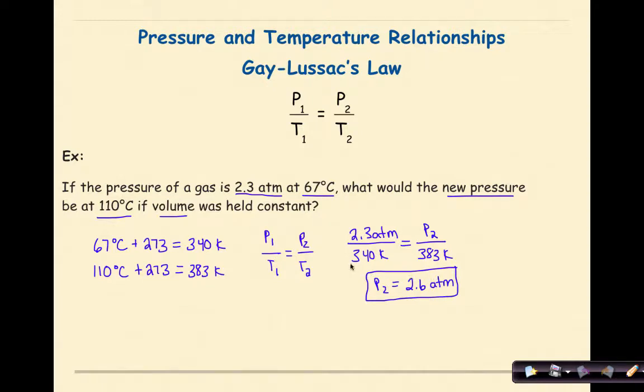Like we've stated before, it's always good to look at your answer and make sure that it makes sense. So we can see here that our temperature is increasing as we're going from 340 Kelvin to 383 Kelvin. As a result, our pressure should also increase, and we see that as we go from 2.3 atmospheres to 2.6 atmospheres. And this is a very brief example of a Gay-Lussac's law problem.